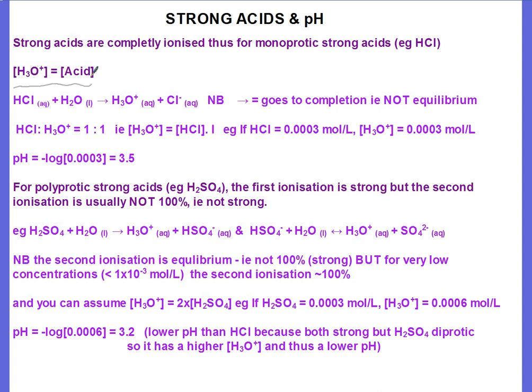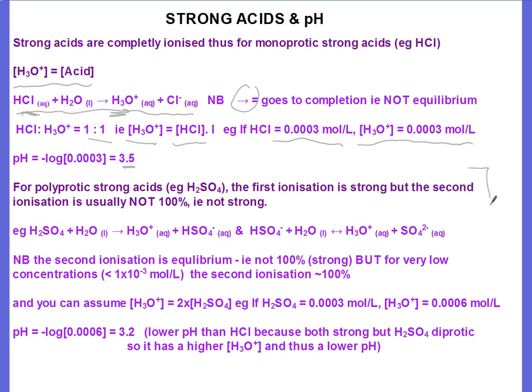Why? Let's look at an equation. When HCl ionizes or donates a proton to water, you produce hydronium ions and chloride ions. Note the single arrow, which means it goes to completion. It's strong, it's not in equilibrium. If we look at this equation here, the ratio of HCl to H3O+ is 1 to 1. And that means the hydronium ion concentration will equal the hydrochloric acid concentration. For example, if the acid concentration is 0.0003 moles per liter, the hydronium ion concentration is going to be 0.0003 moles per liter, and therefore you can calculate the pH of that hydrochloric acid if you know its concentration.